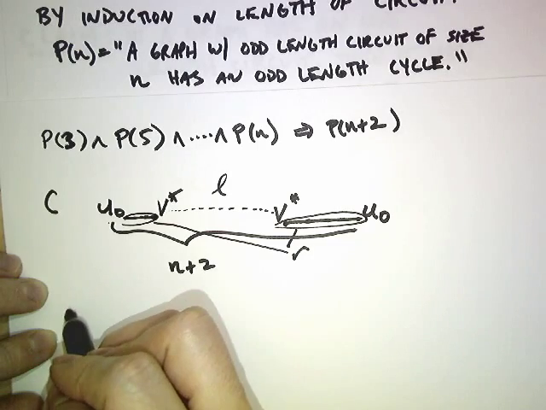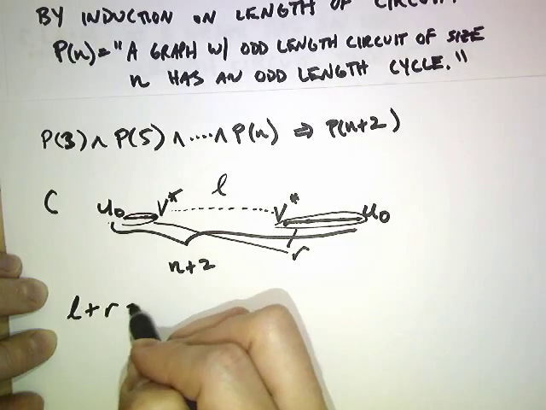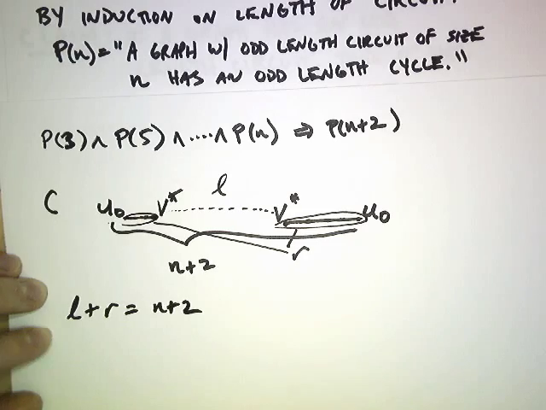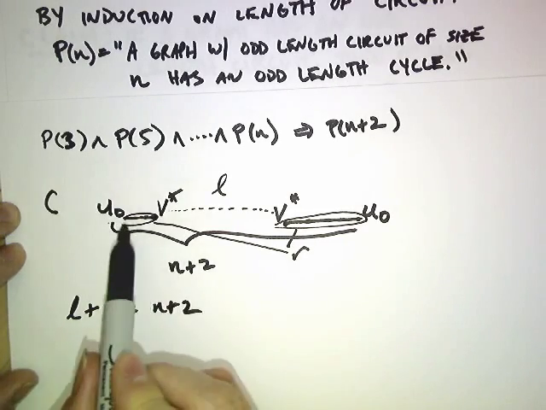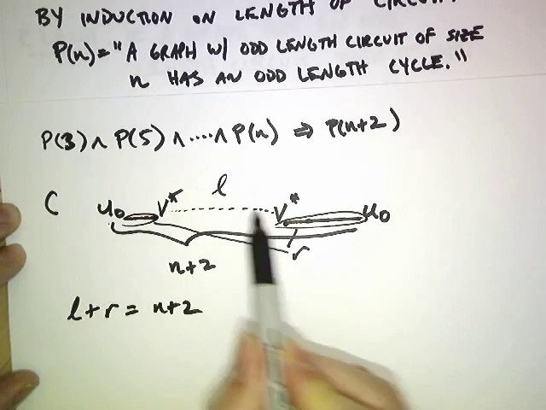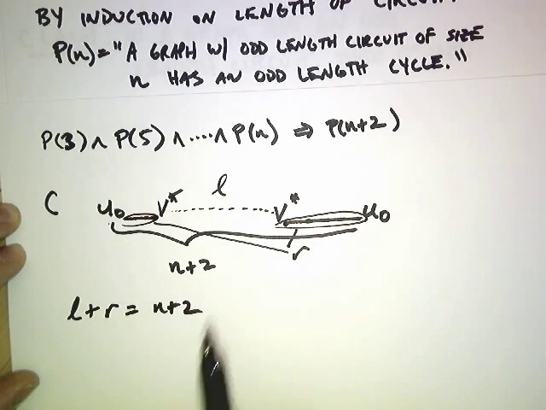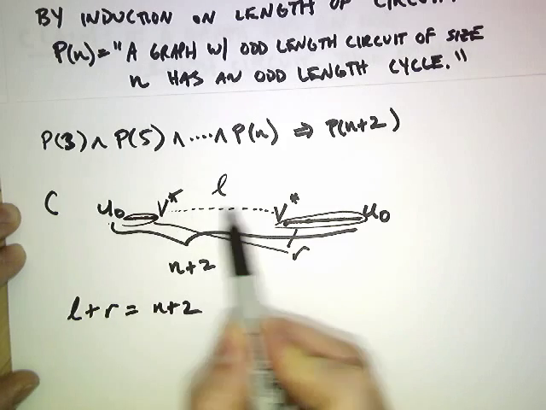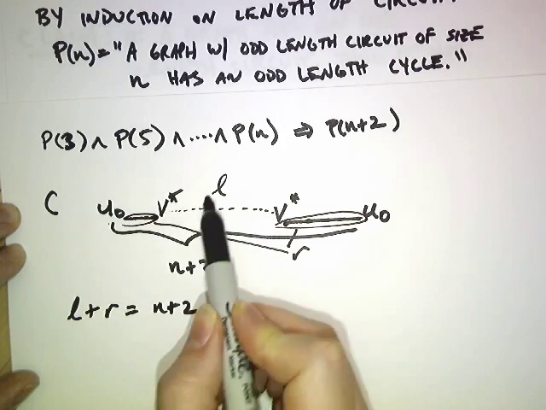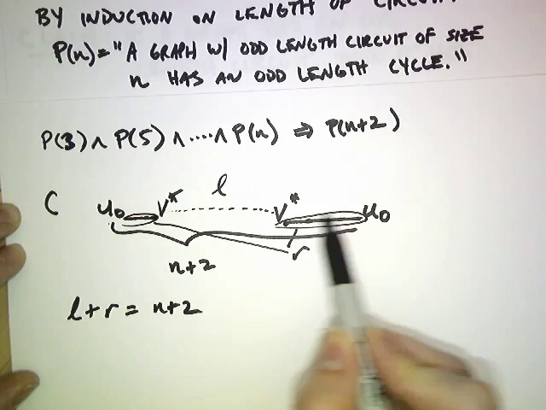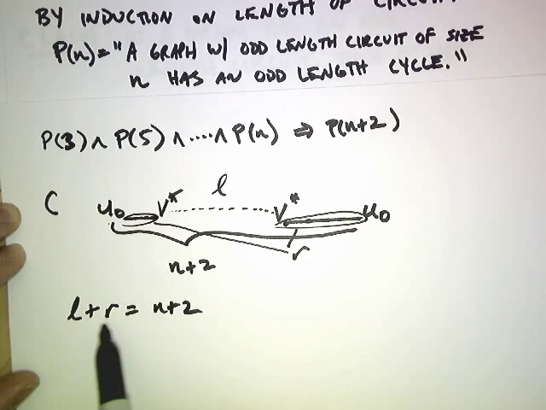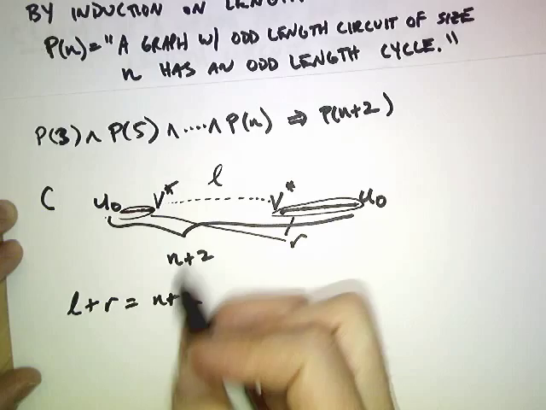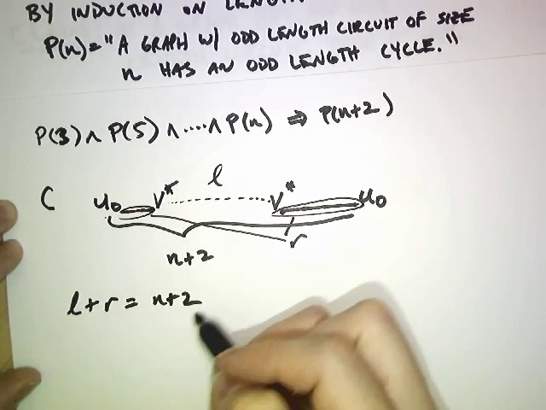So the one thing to notice is that L plus r has to equal n plus 2. The length of the entire circuit is n plus 2, so the lengths of these regions must add up to n plus 2. The region between the two v stars is L, and the region going from here to here and continuing on is r, so L plus r must equal n plus 2. Now what do we know? We know that n plus 2 is odd.